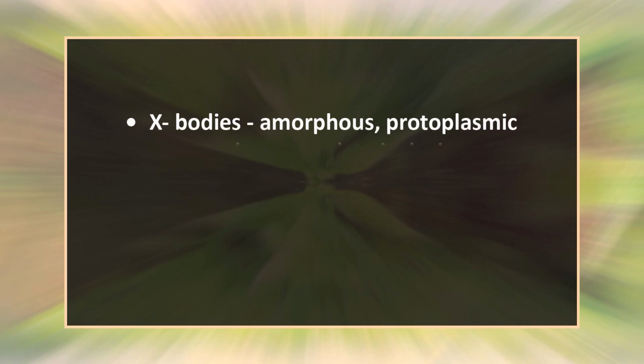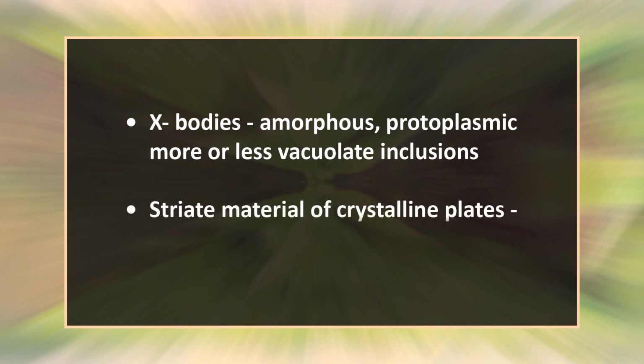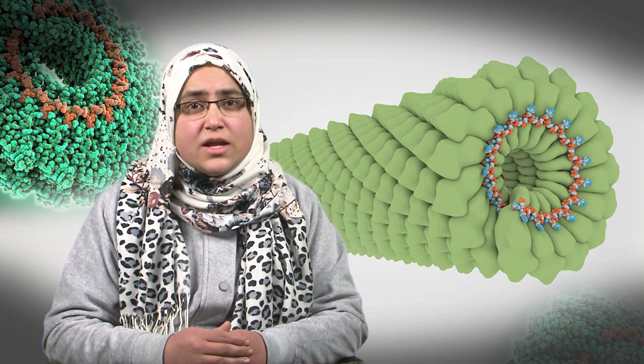The X bodies are amorphous, protoplasmic, more or less vacuolate inclusions, whereas the straight material of crystalline plates gives a protein reaction. These crystals resemble the purified virus protein crystals. The intranuclear fibrous and crystalline inclusions are produced by a yellow mottling strain of tobacco mosaic virus.